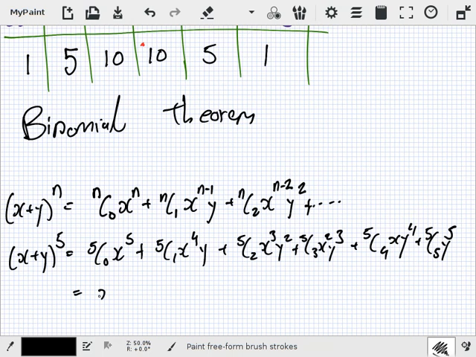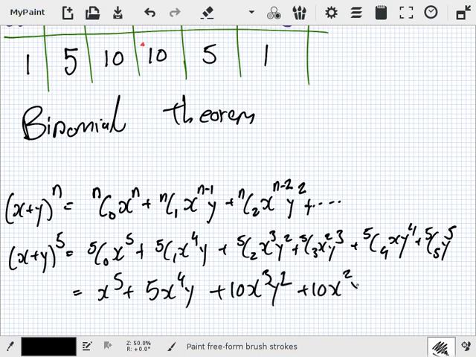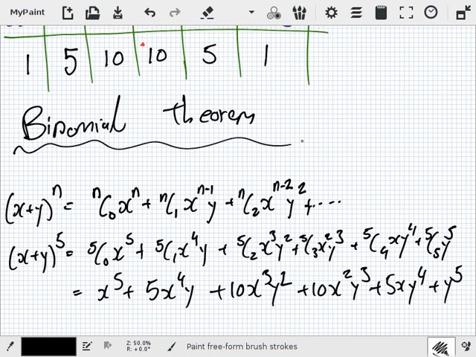Yeah, which would be x^5 + 5x^4y + 10x^3y^2 + 10x^2y^3 + 5xy^4, sorry, plus y^5. So this is called the binomial theorem. It's more useful than Pascal because you don't have to draw the triangle. So with this theorem you could easily jump to power 100, something like that.